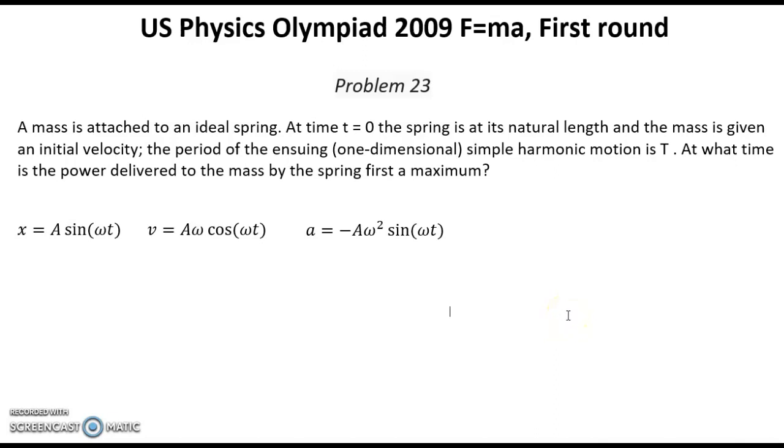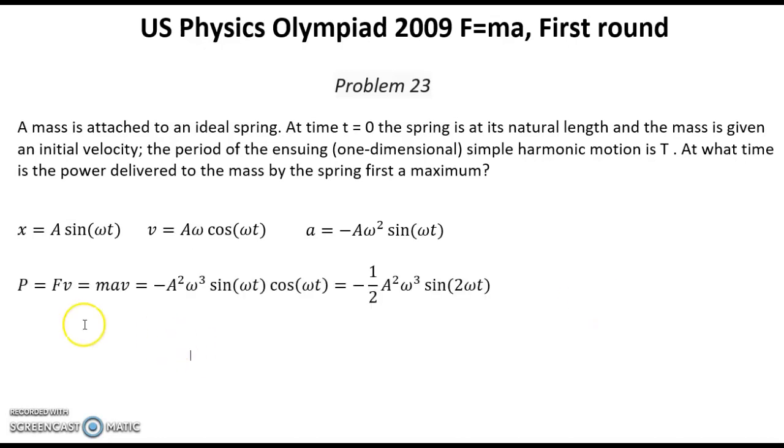And now we can count what is the power. Power equals force multiplied by velocity. This one. So force equals mass multiplied by acceleration. And using these two formulas we can count what is the power. That's negative 1/2 A squared omega cubed sine 2 omega t.